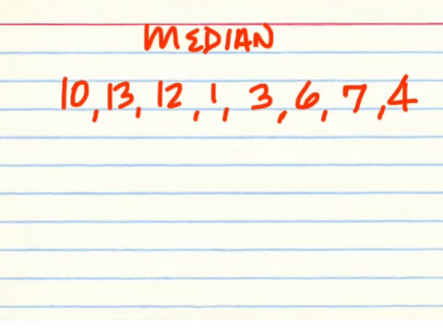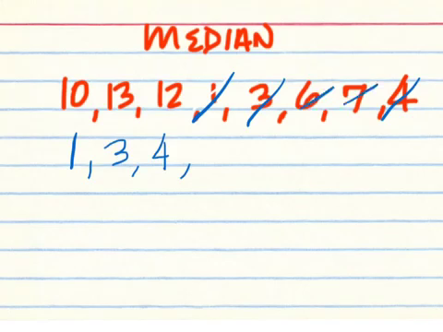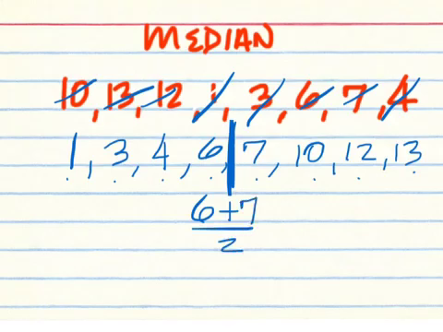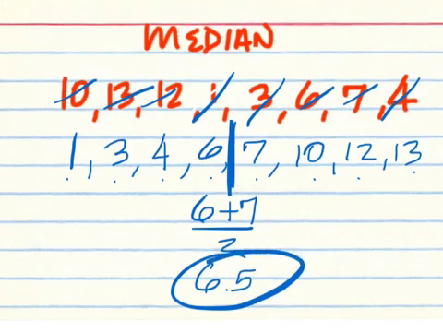Put these in order from least to greatest. We'll have 1, 3, and 4 to start with. And then we'll go to 6 and 7. And then 10, 12, and 13. Now we have 1, 2, 3, 4, 5, 6, 7, 8 numbers. 4 on the left, 4 on the right. If you add 6 and 7 together and divide by 2, then you'll end up with 6.5.